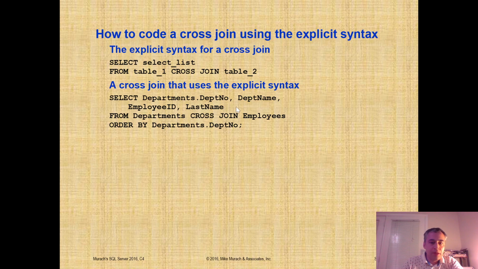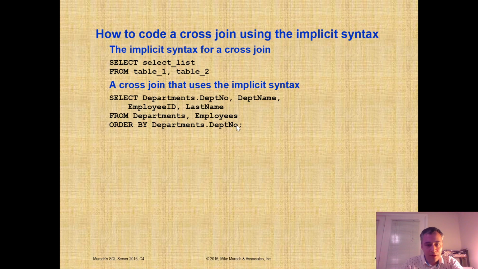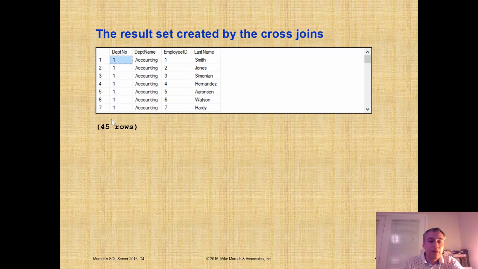This is an explicit syntax. The next page is implicit syntax. You can see that it's basically listing departments and employees with no condition, and that's what cross join is. Create all the pairs, there is no condition. A condition basically would restrict the pairing. And it is indeed 45 rows. So everything from the first table got matched with everything from the second table, one by one. 9 times 5, or rather 5 times 9.